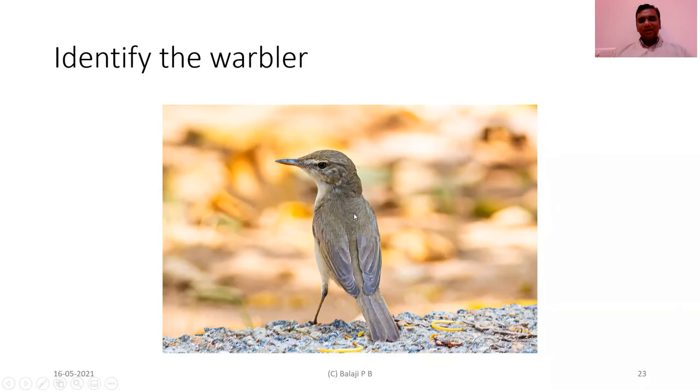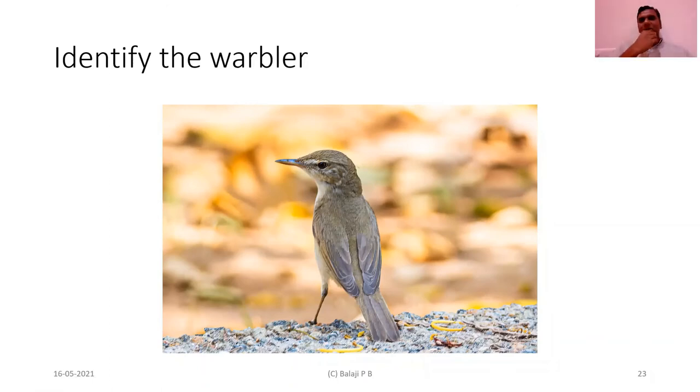You can see that it very clearly has a very olive cast to the upper parts. The legs are dark gray. The outer tail feathers are also dark. The bill is long. It has a very angular head. And the supercilium ends right at the eye, doesn't extend beyond. So all these factors point to the fact that it is a Blyth's reed warbler.